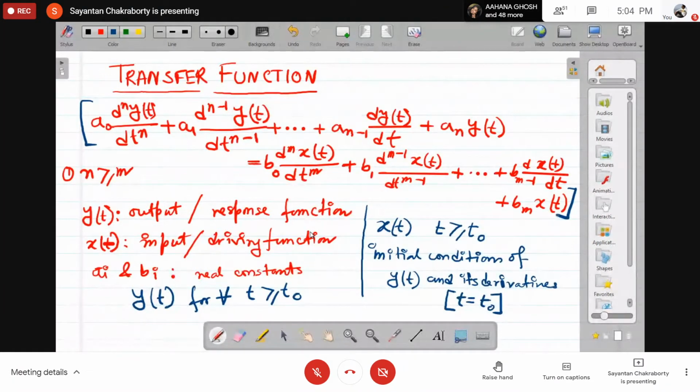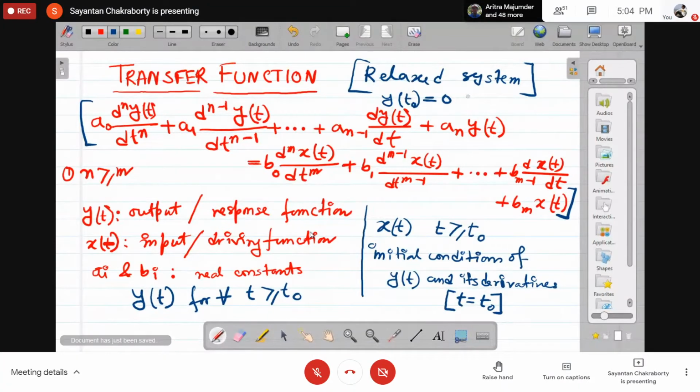With the only restriction that we'll assume the initial conditions of y(t) and all its derivatives are zero, and that is called an initially relaxed system. That is, not only is y(t) equal to zero, but all the derivatives of y(t) at t equal to t0 are also zero. Because only y(t0) equal to zero will not mean the system is relaxed. Suppose y(t0) equals 0, but y dot at t equal to t0 is not equal to 0.